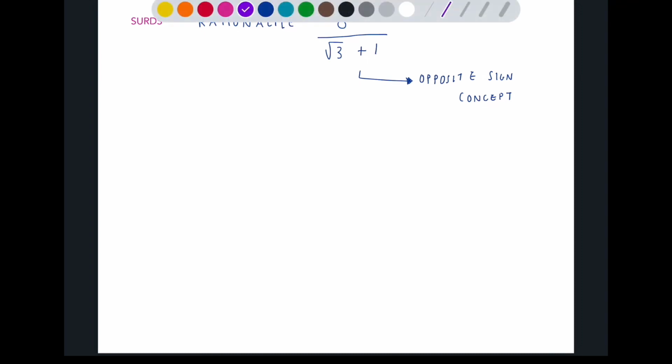surd questions. The first example we're going to do is rationalize 8 over the square root of 3 add 1. Sometimes the word rationalize might come by itself, and this just means get rid of surds in the denominator. So we're going to try and rationalize this fraction using the opposite sign concept. And remember, in fractions, whatever you do to the top, you must do to the bottom. It's almost like the golden rule.